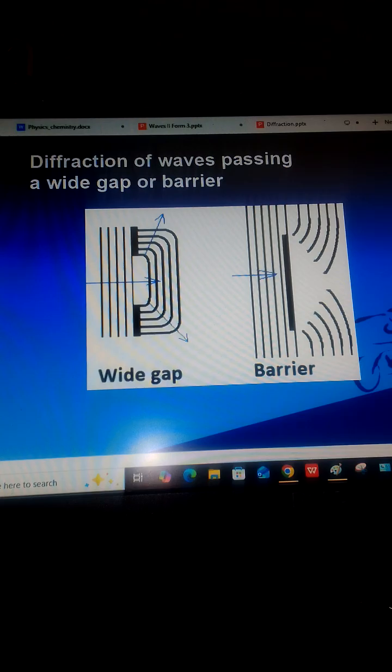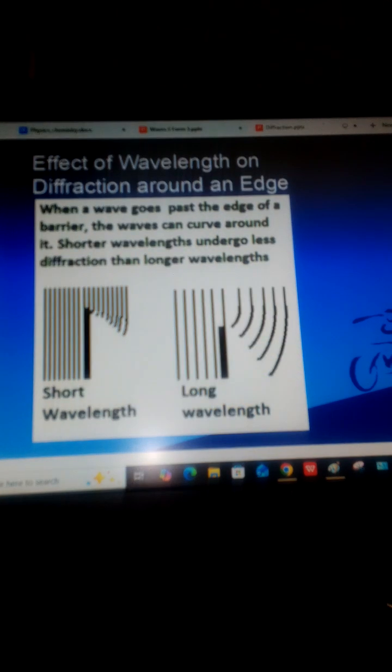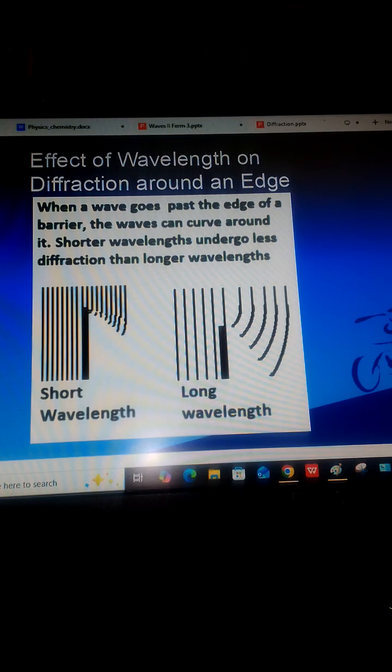All right, so let's see the effect of wavelength on diffraction around an edge. Okay, the extent of diffraction depends also on the wavelength of the waves. The greater the wavelength, the greater the diffraction. So like in this case, we are seeing that when a wave goes past the edge of a barrier, the waves can curve around it. Shorter wavelengths undergo less diffraction than longer wavelengths.